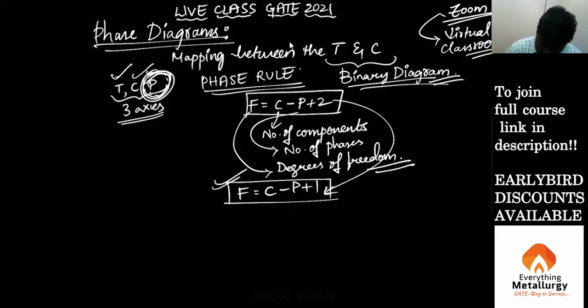Now, as I started with the Gibbs phase rule, we have just finished it. What we are going to discuss today is the binary system. So what is this binary system? This is the most commonly used system, or the most commonly used diagram, in order to tell us the relationship between two components.